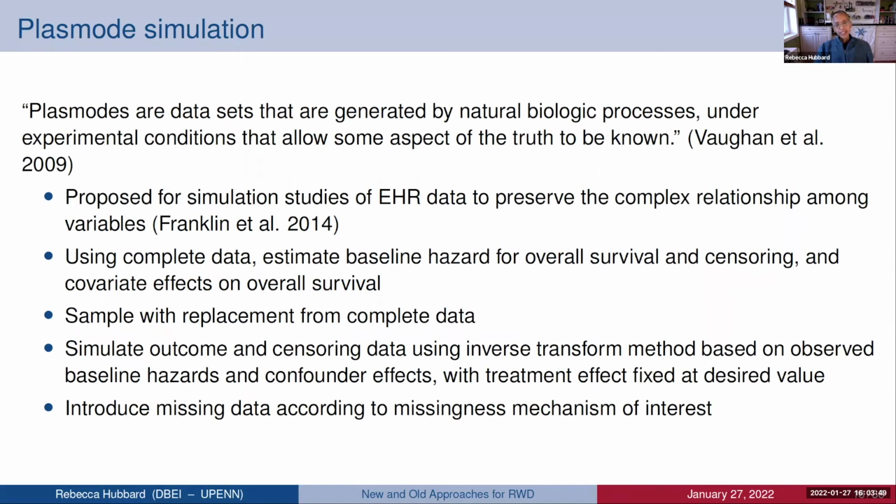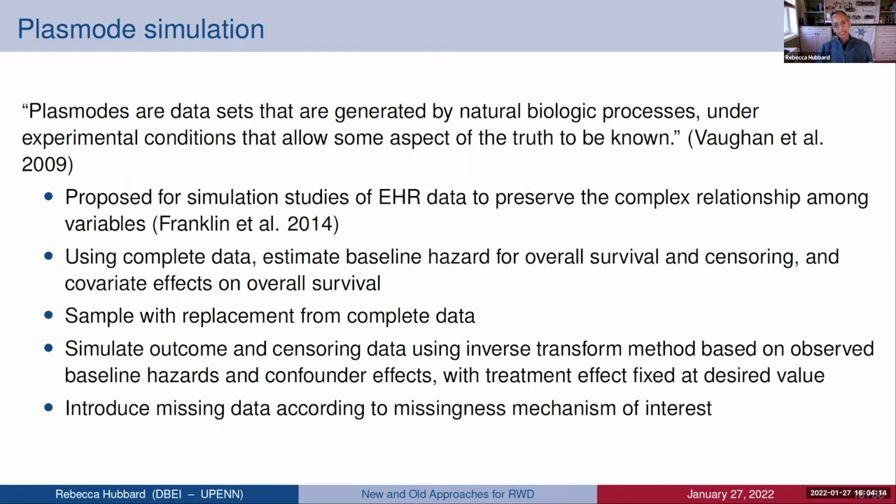So we're going to undertake this investigation in the setting of Plasmode Simulation. I'm not sure how broadly Plasmode Simulation is known, so I've provided a definition here. Plasmode Simulation was first used in the context of trying to recreate simulated data sets that captured the natural biologic variation observed in complex biological processes.